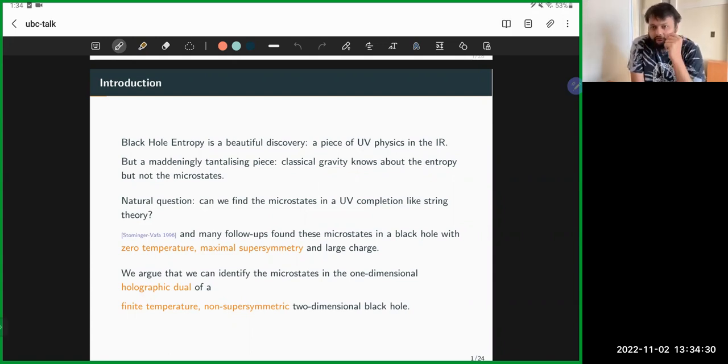There are some caveats, however. The caveat is that it's a very weird and finicky two-dimensional black hole. And unlike, say, Strominger-Vafa, we don't find the microstates in a bulk description, but a dual boundary description. Okay.